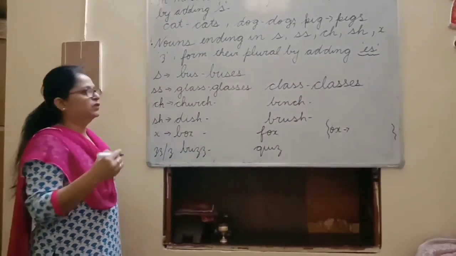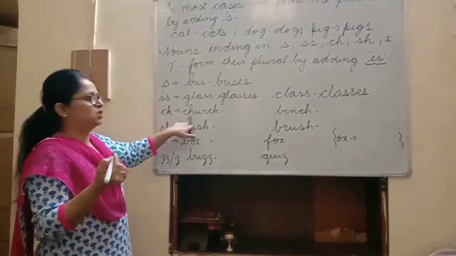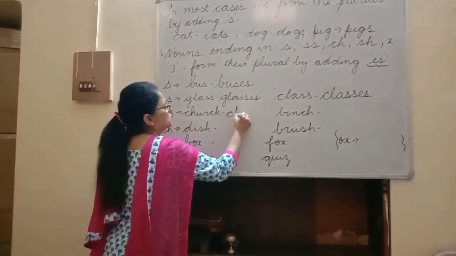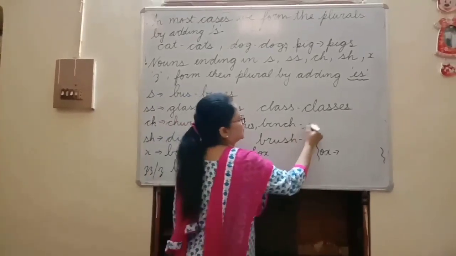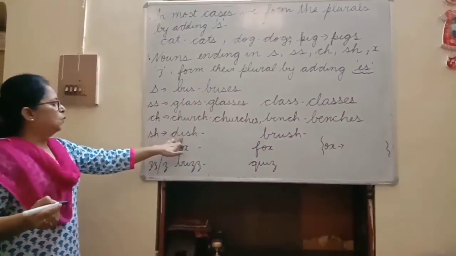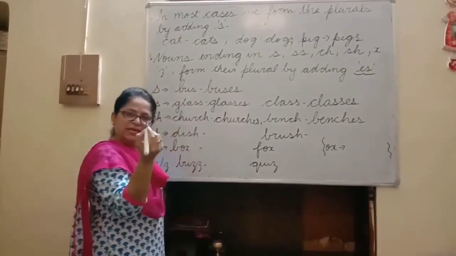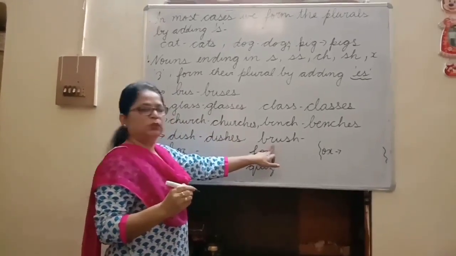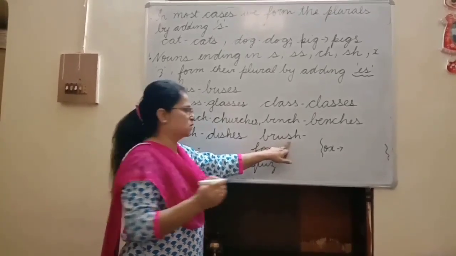There are many more noun words ending with double s. Here we have ch. The word church ends with ch, so we will add an es to it. Church becomes churches. In the same way, bench becomes benches. We add an es to it. A noun ending with sh, that is dish. Dish becomes dishes. Again we add an es to it. The noun word brush also has sh at the end, so it becomes brushes.